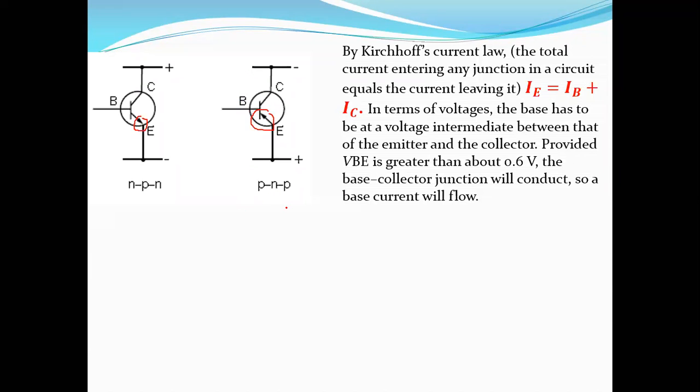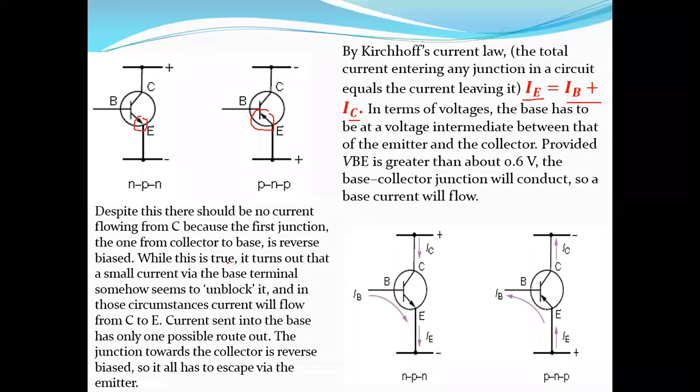Okay. So when we apply Kirchhoff's current law, the total current entering any junction in a circuit equals the current leaving it. So that means the emitter current will be equal to the base current plus the collector current. When we add the base current plus collector current, we are going to get the current in the emitter. And again, we need like 0.6 volt in order to start talking about the conduction for that part.